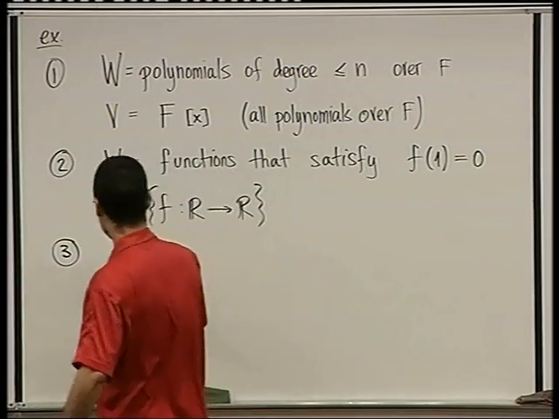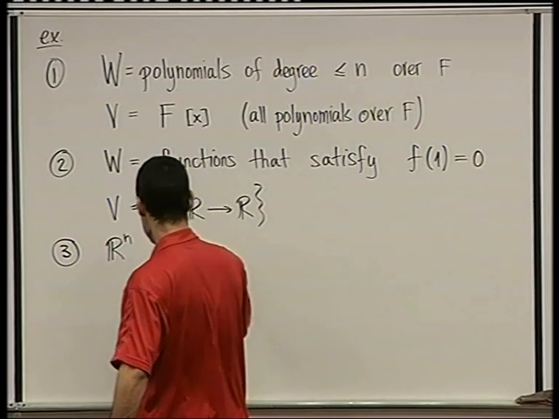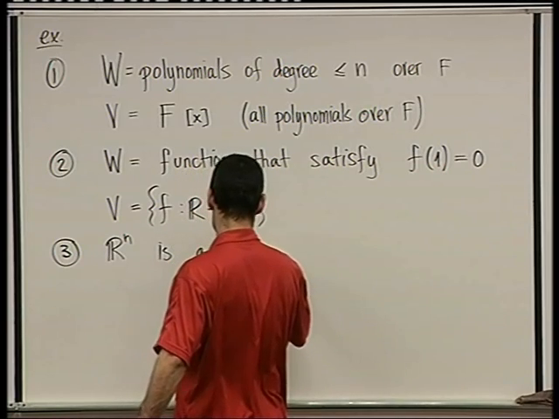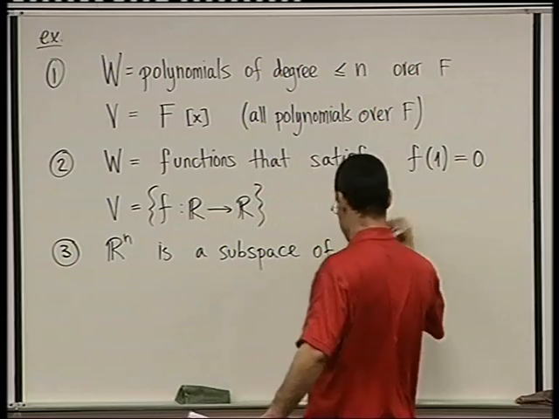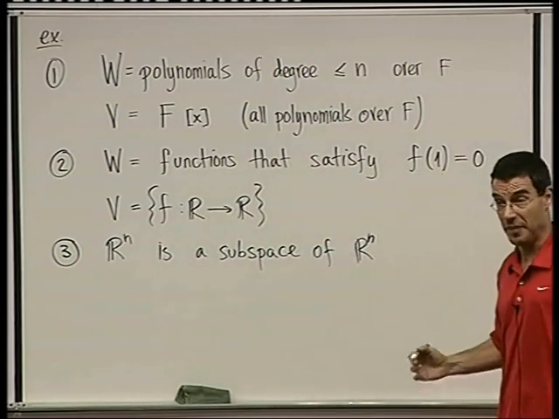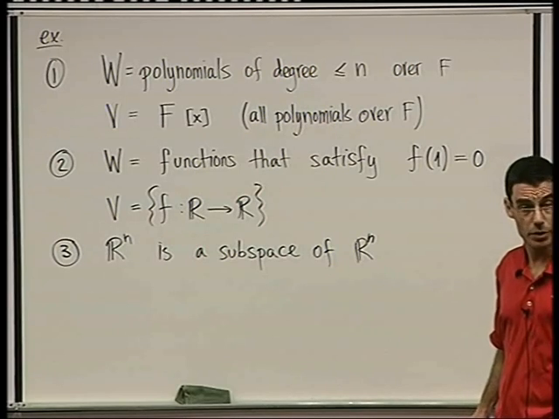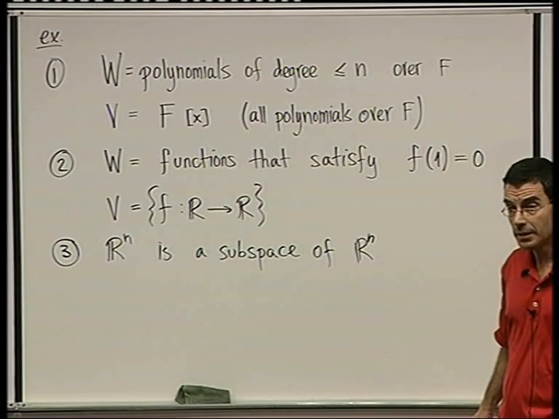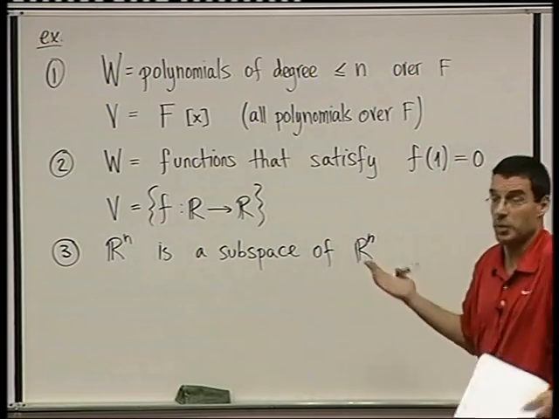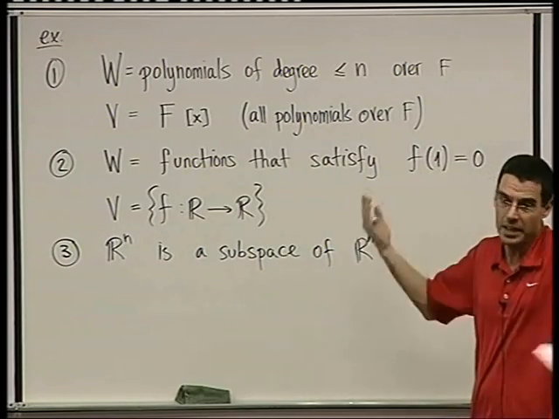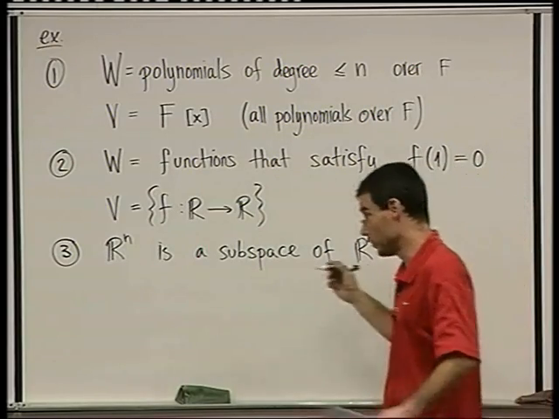So do you agree that Rn is a subspace of Rn? In fact, the entire V is always a subspace of itself. Do you agree? Everybody? Clearly it's a subset. It's called a trivial subset. It's everything. And it satisfies all the axioms, the same axioms, because it's the same thing. Okay? So this is true in general.